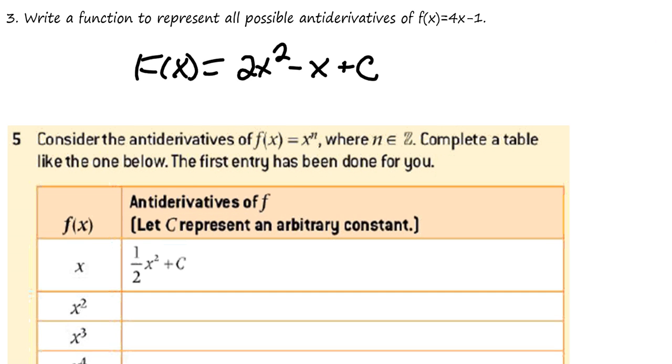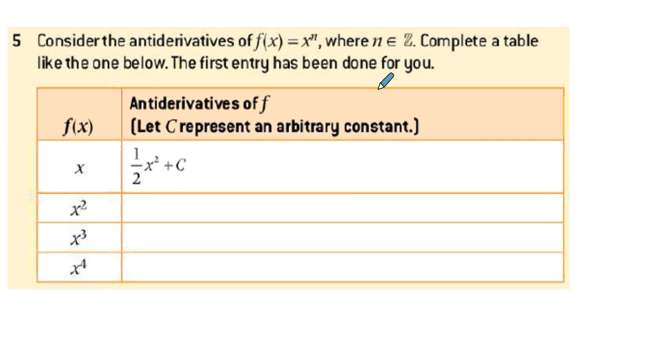Now, continuing to build on this, we're going to look at finding the antiderivatives of x to the n. I want you to be able to work backwards with x to the n, where n is an integer, an element of Z. So go ahead and complete the table below. What I've already done is the antiderivative of x. The antiderivative of x is 1/2 x squared plus c. So go ahead and figure out what you think those antiderivatives would be.